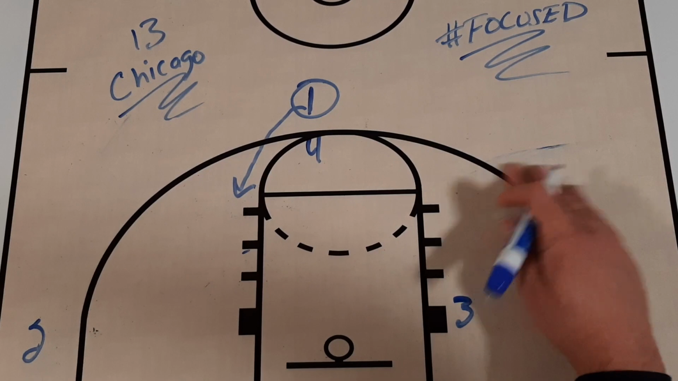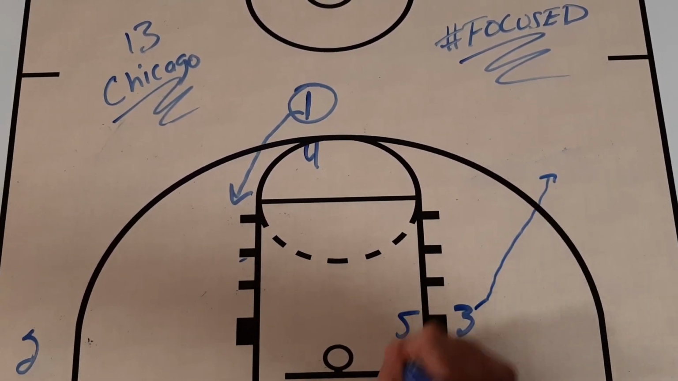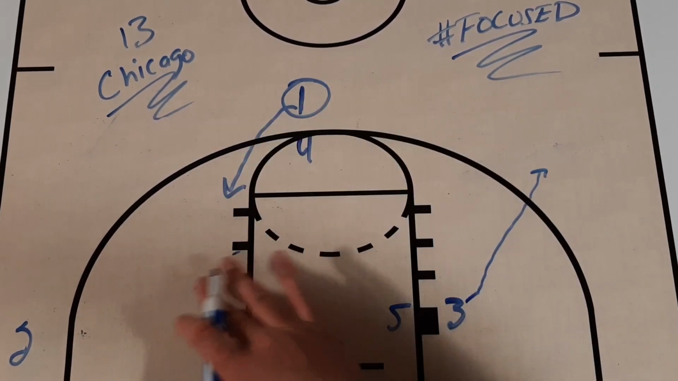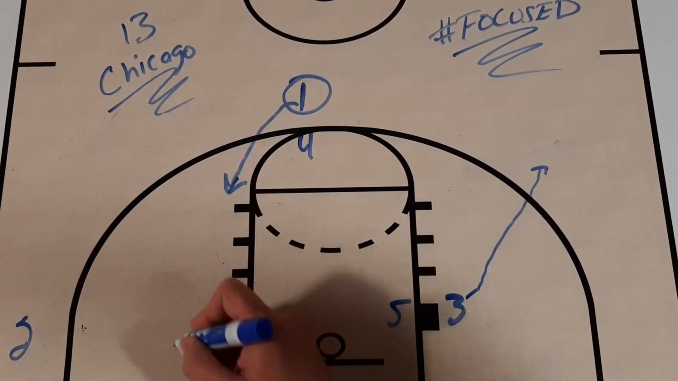If not, you could have your 3 player screen down and you could have them pop, and you could have your 5 player relocate to the opposite side. But we really want to try to clear out this side of the floor for our 4 player.